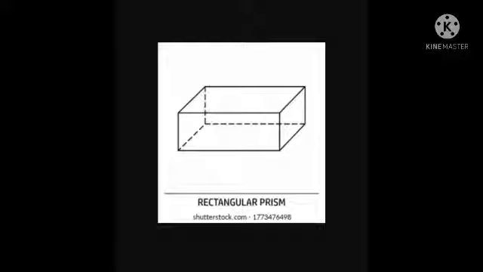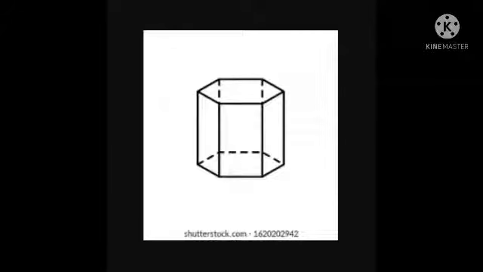Can you identify this prism? Yes, we studied the cuboid earlier. The rectangular prism is the same as a cuboid. In the figure we have a hexagonal prism. A hexagonal prism is one whose base is a hexagon, that is, the number of sides is 6. If the number of sides is 6, it is called a hexagon and the prism is called a hexagonal prism.